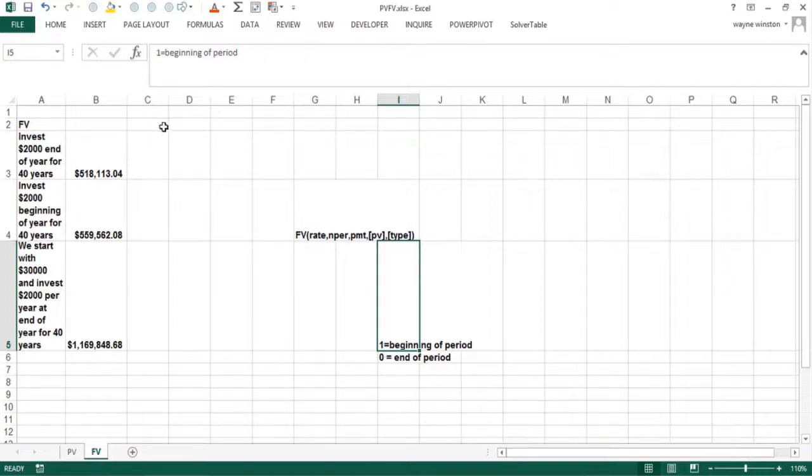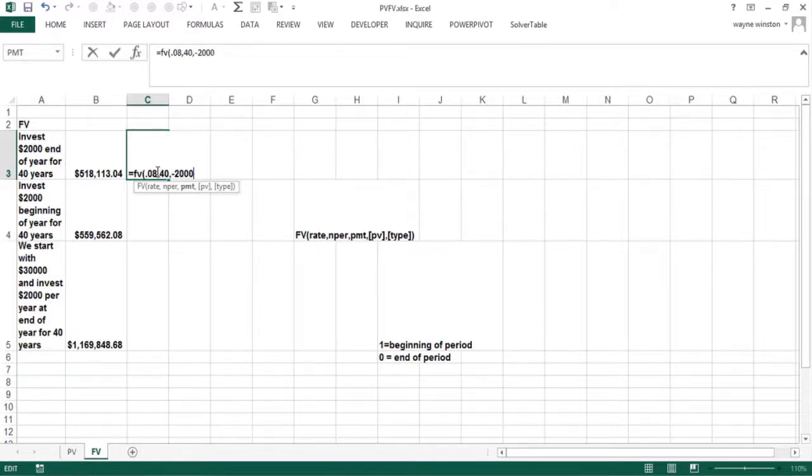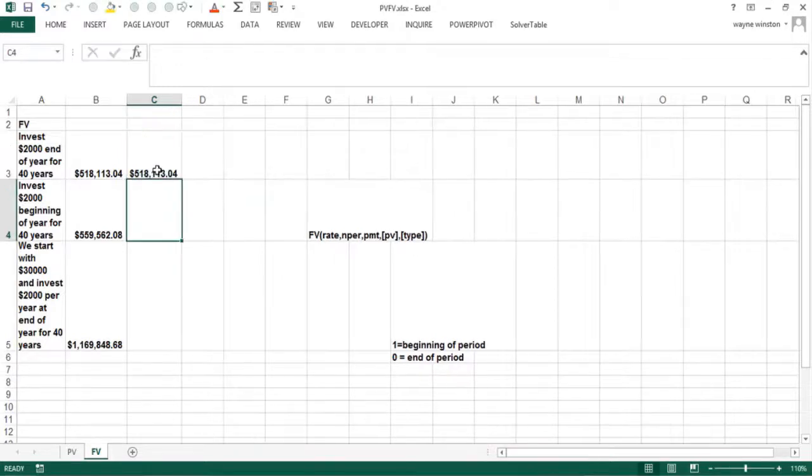So let's look at 3 examples here. You invest 2,000 at the end of each year for 40 years. What will you have in 40 years if you earn 8% on your money? So it's future value. Okay, it's 8% a year, it's 40 years, and you're paying the money in, so that way you'll get a positive FV. There's no money in the bank now, and it's the end of the period. So that should be 518,000.